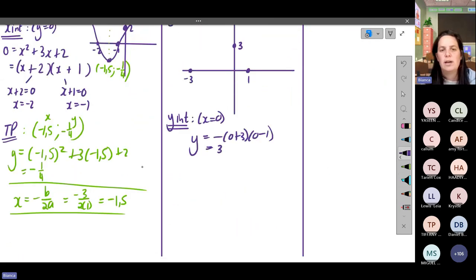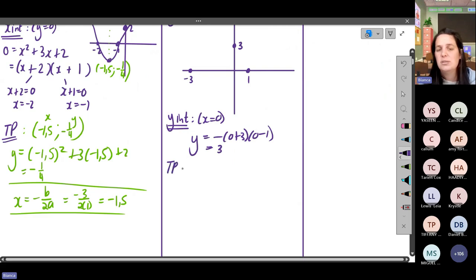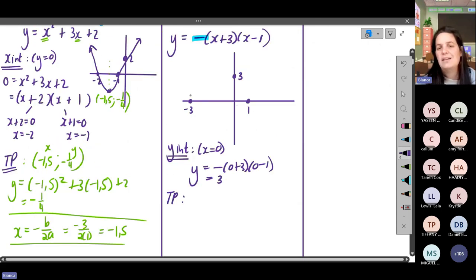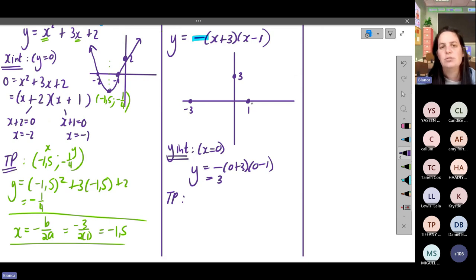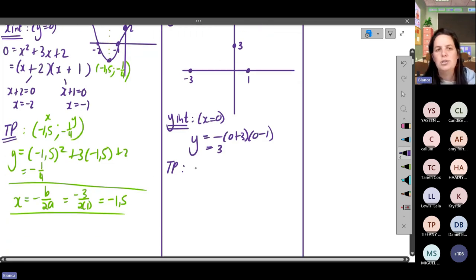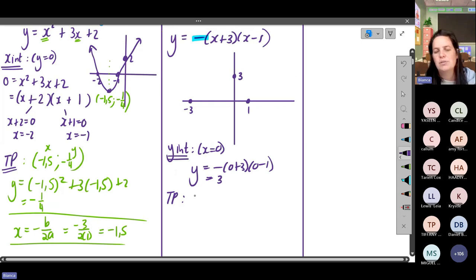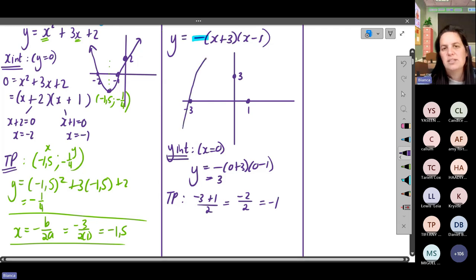Let's work out the turning point. Like I said, you can use symmetry if you want. All you need to do is add these two numbers together: minus 3 plus 1 gives you minus 2, divided by 2 is minus 1. It's always halfway between the two. Or you can use minus b over 2a, but then you have to times out these brackets, which is just painful. So I know that the graph is going to look something like this because it's a sad function. I hope you can draw this better than I can.